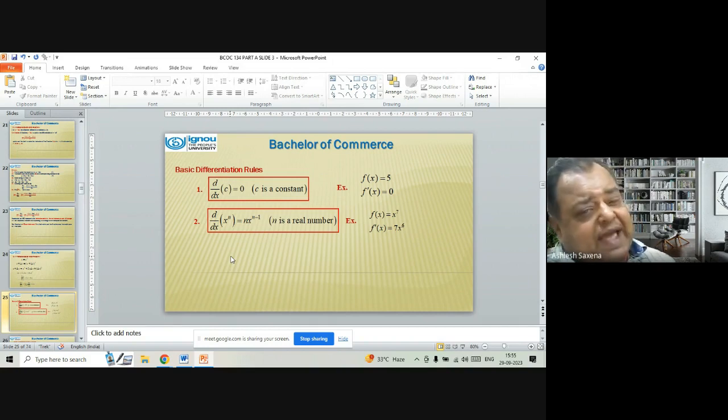Second rule is x raised to the power n. Its derivative will be n x raised to the power n minus 1. Suppose we have f(x) equal to x power 7. By applying the rule, 7 will come in front of x and I will be subtracting 1 from the power. That means it becomes 7x raised to the power 6.